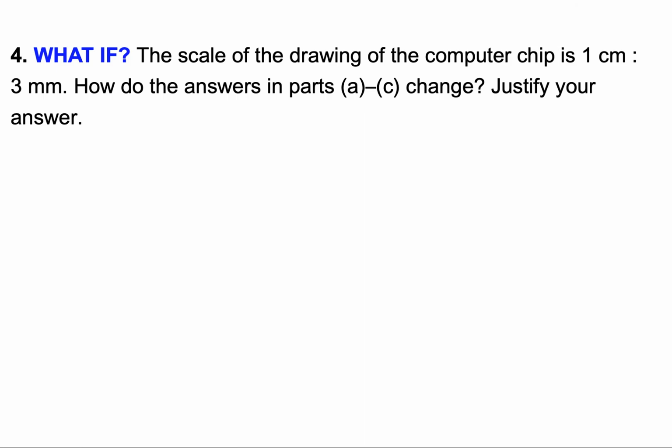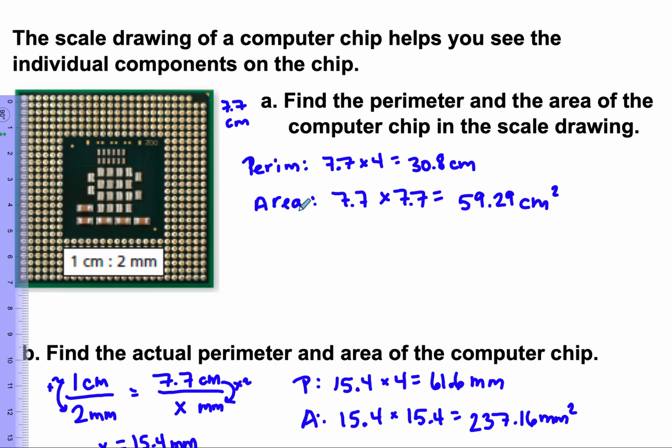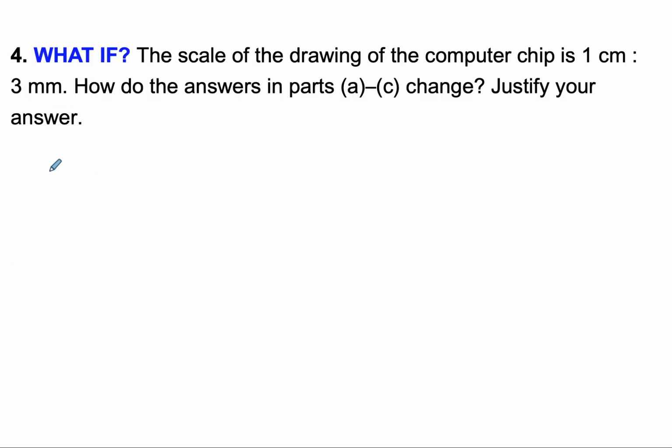Okay, let's check our answers. So for part A, perimeter and area of the computer chip in the scale drawing. The scale here is now, instead of 1 to 2, it is now 1 to 3. Okay, so for part A, does our picture change the same? Yeah, it doesn't change. There's no change. Picture is still the same size.